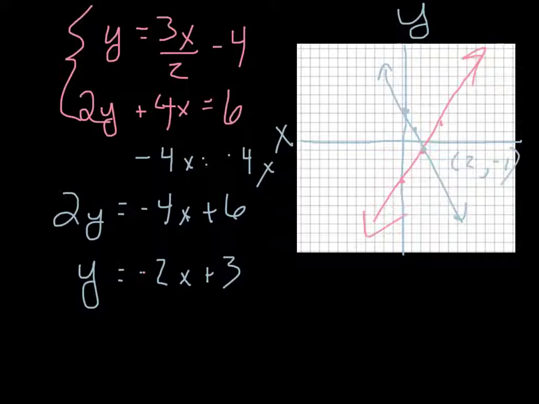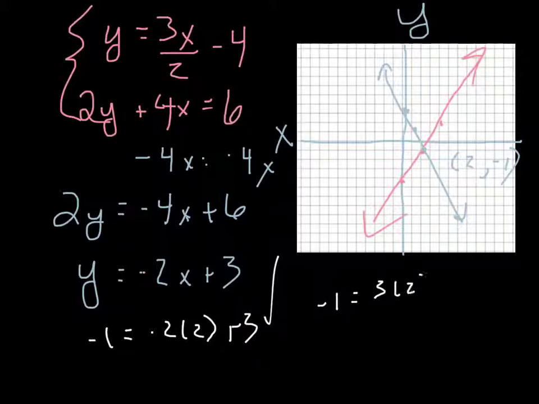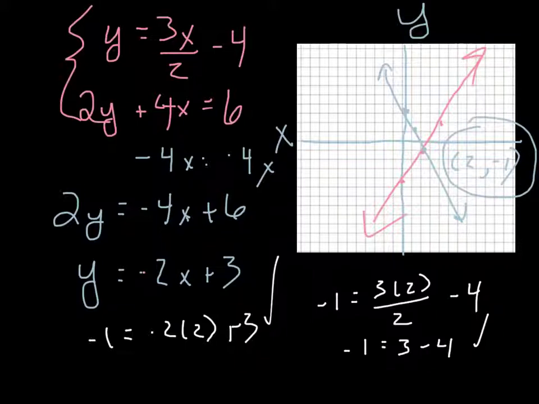Going back and checking those, negative 1 equals negative 2 times 2 plus 3, that's negative 4 plus 3, that is negative 1 equals negative 1. Going back up to the top one, negative 1 equals 3 times 2 over 2 minus 4, that's also negative 1 equals 3 minus 4, that also checks out. So I know for sure that my solution to this problem is 2, negative 1.